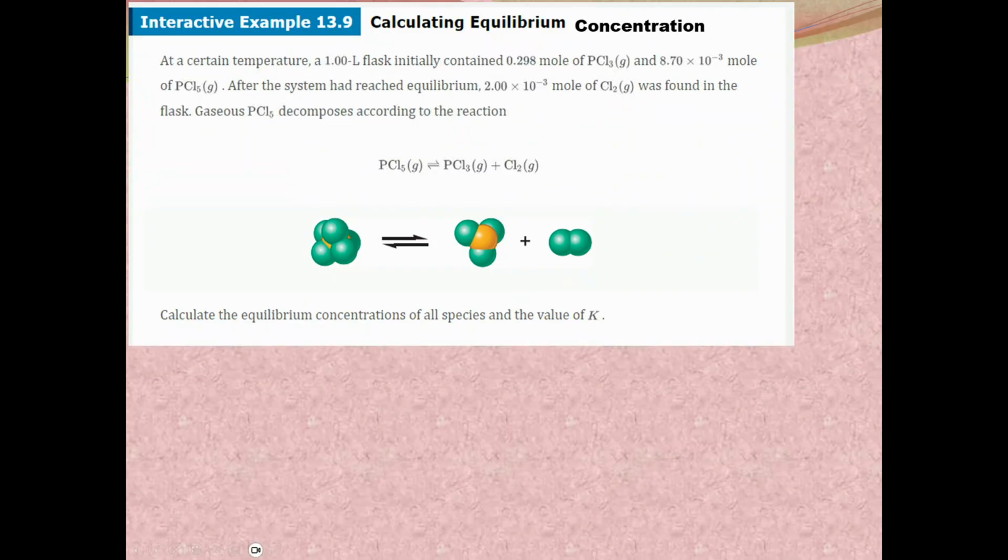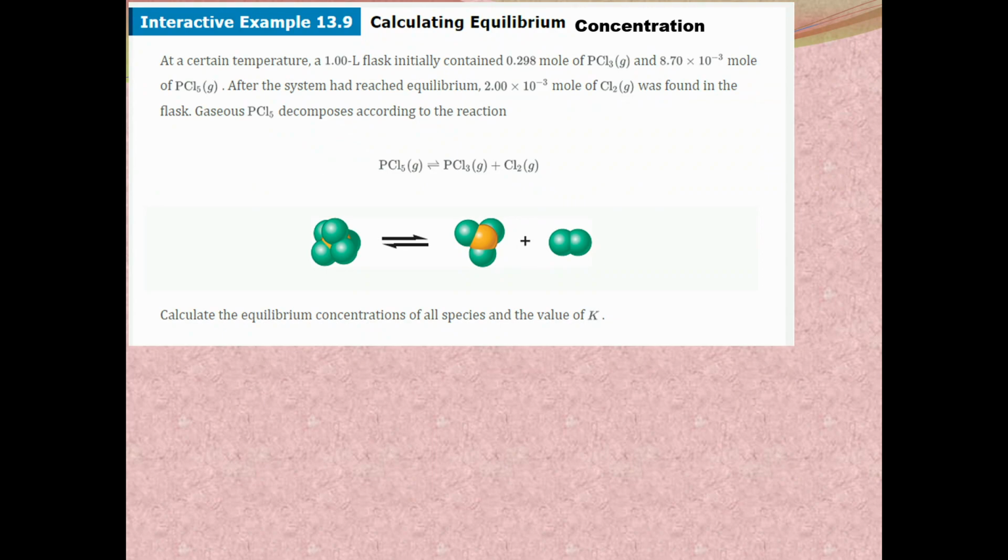So I have, again, PCl5 decomposing to PCl3 and chlorine gas. It's giving me moles of material. Now, moles of material can't be used. I have to convert them to molarities to use in a K value, but it's all in a 1 liter flask. So the values of the moles will be the values of the molarity, because it'll just be moles divided by 1 liter.